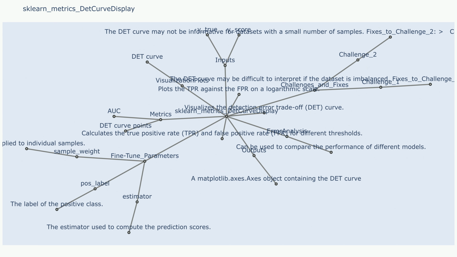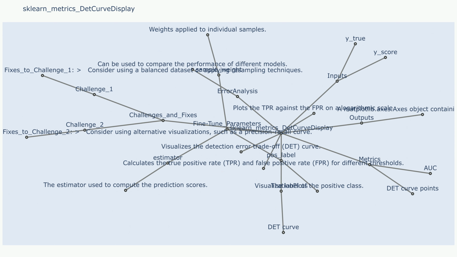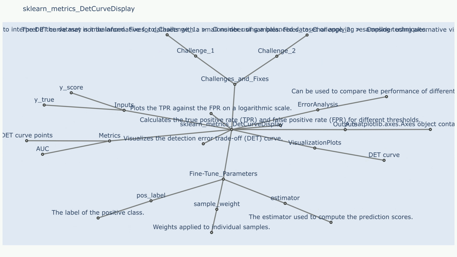Outputs: figure: a matplotlib figure object containing the DET curve plot. ax: a matplotlib axis object containing the DET curve plot. Steps: calculate the predicted probabilities for each class using the estimator's predict_proba method. Calculate the FPR, FNR, TPR, and TNR based on the predicted probabilities and the true labels. Plot the DET curve using the calculated FPR and FNR values.